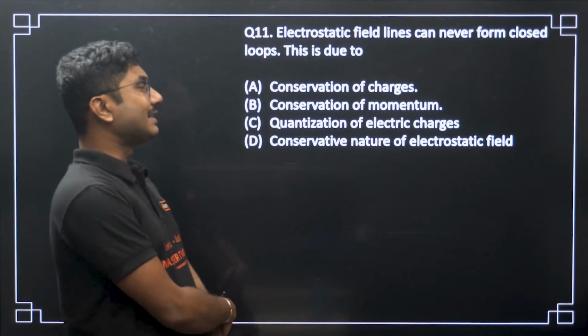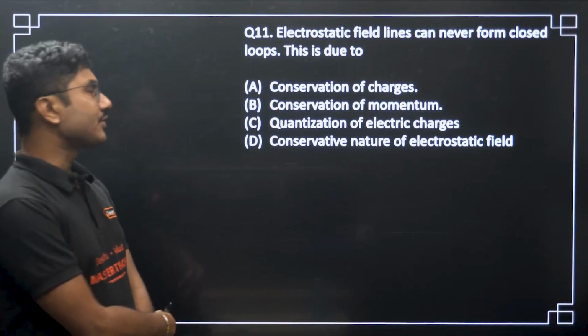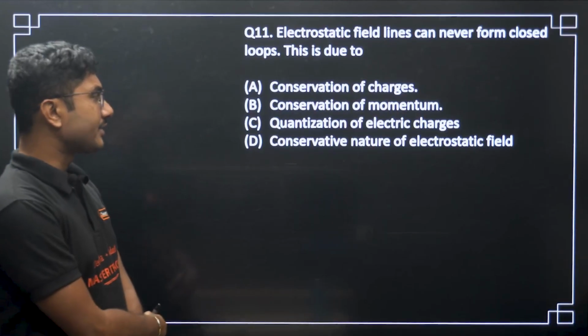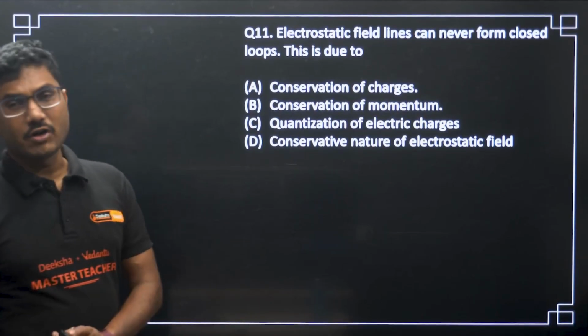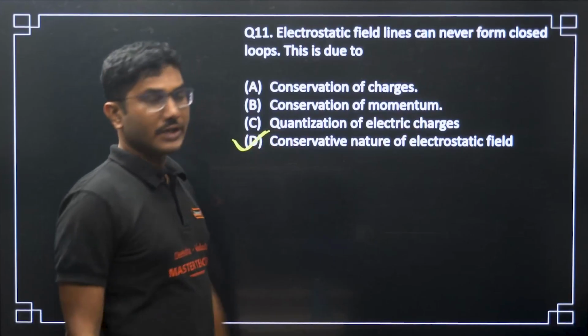Electrostatic field lines can never form closed loops. This is due to conservation of charges, conservation of momentum, quantization of electric charges, or the conservative nature of the electrostatic field. The correct answer is the conservative nature of the electrostatic field.